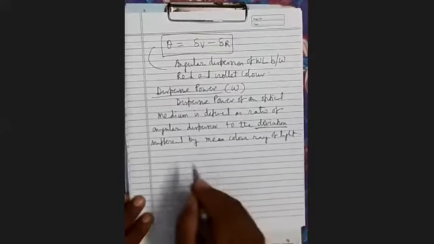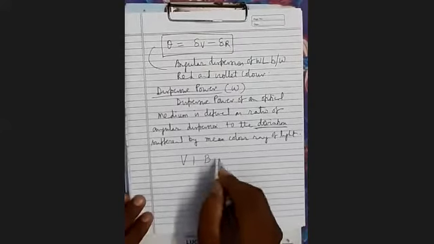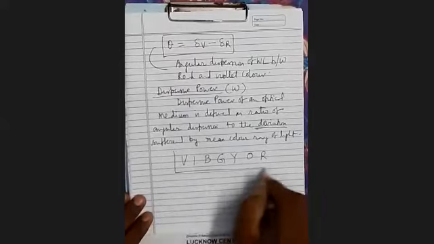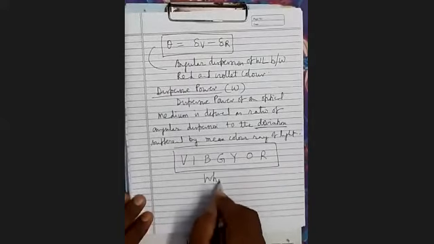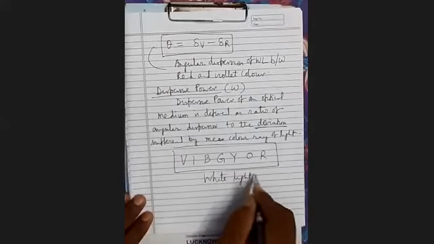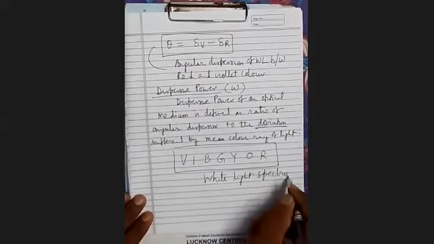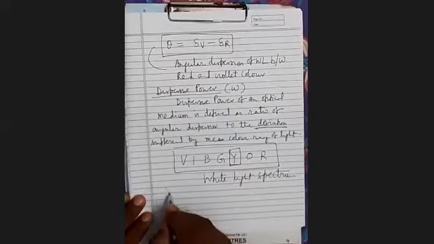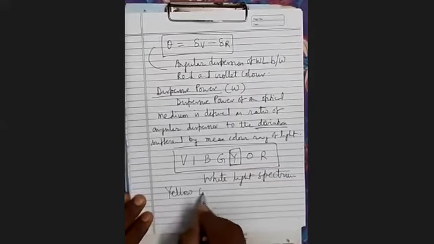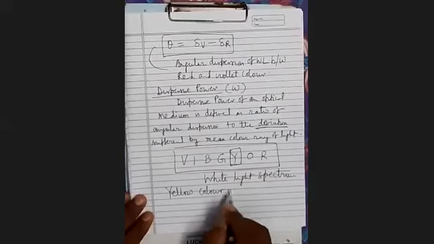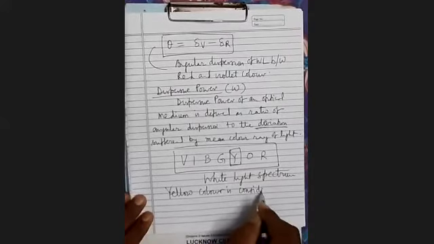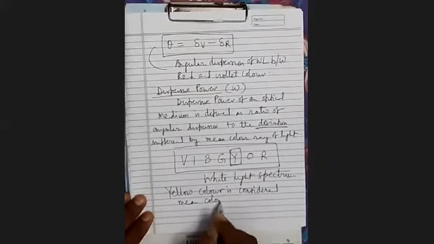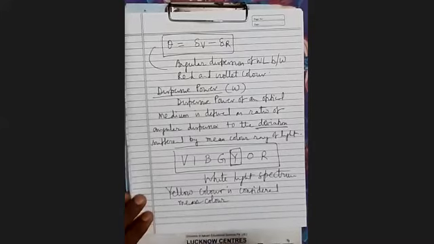So see here, what is the mean color? In the white light spectrum, yellow color is considered the mean color. This is the white light spectrum. This yellow color is considered the mean color. It's clear. Yellow color is considered the mean color.